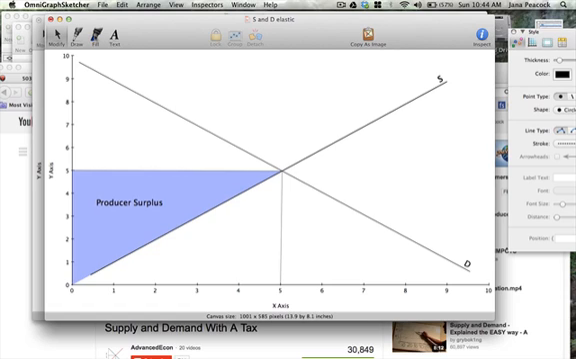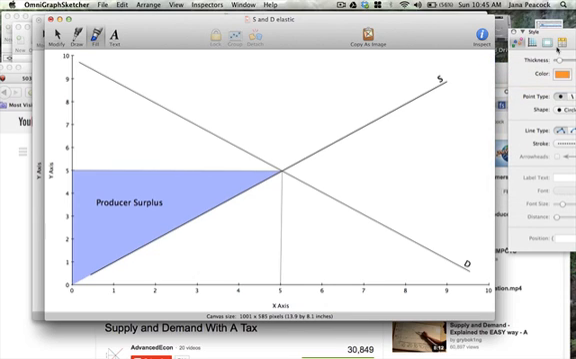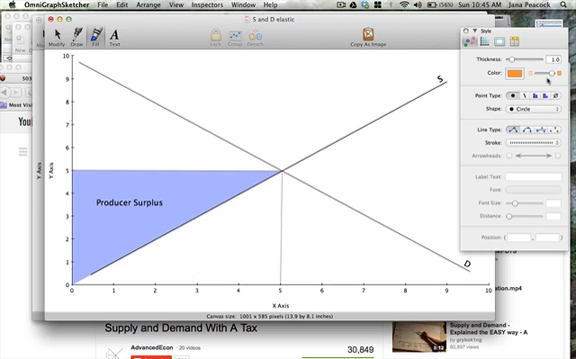Here you're going to see consumer surplus. Consumer surplus is on the top, and it's bounded by the demand curve. This represents the amount of consumers who were willing to pay more for a product but were able to get it for a good deal because equilibrium price was lower than their asking price.